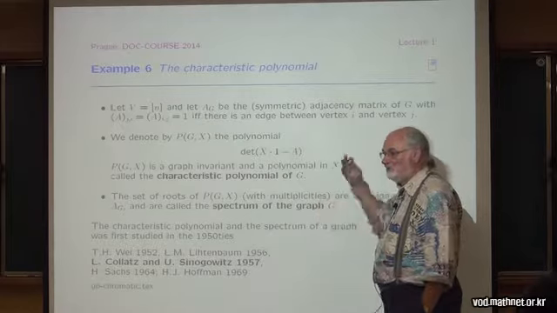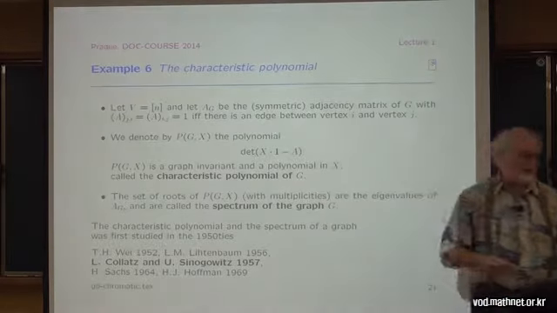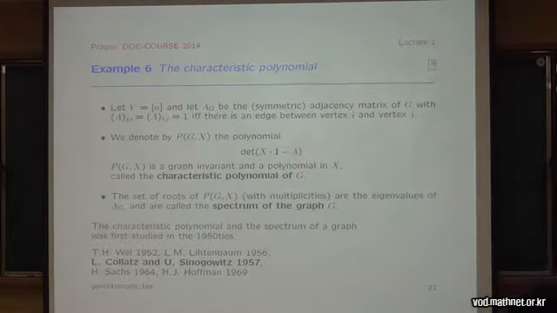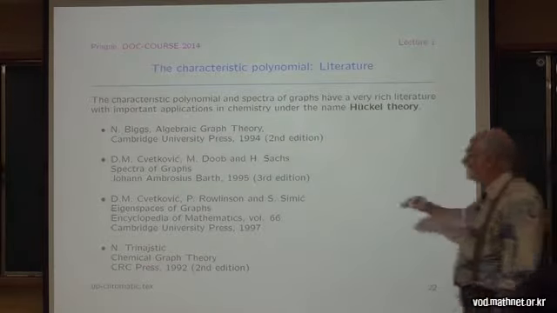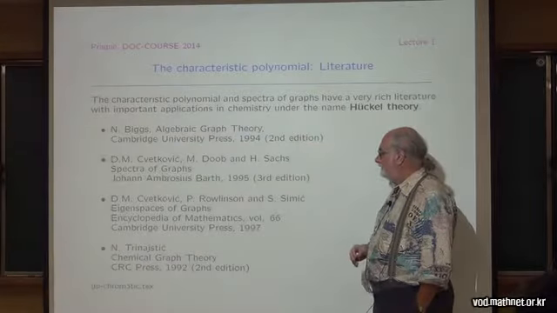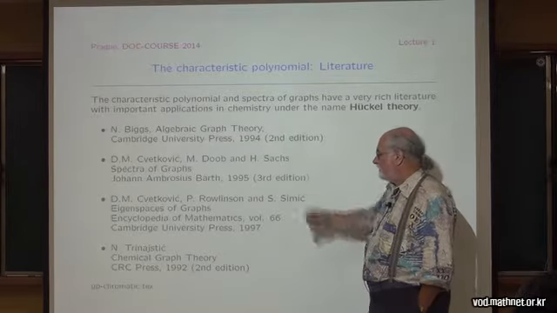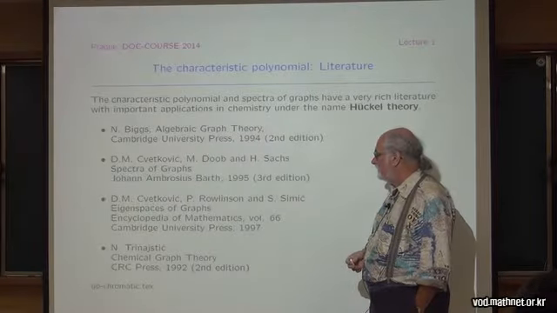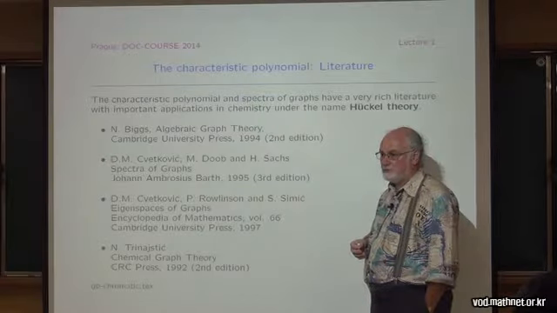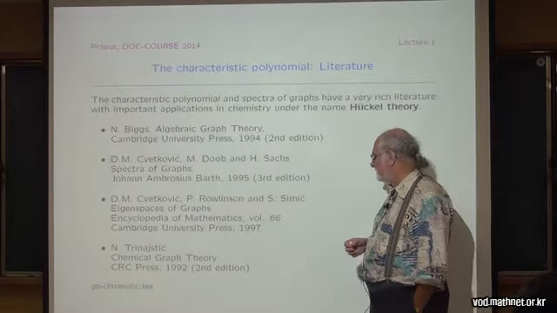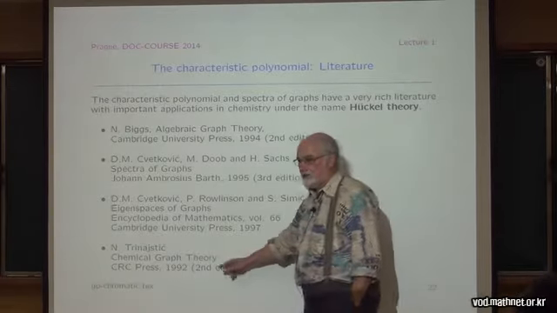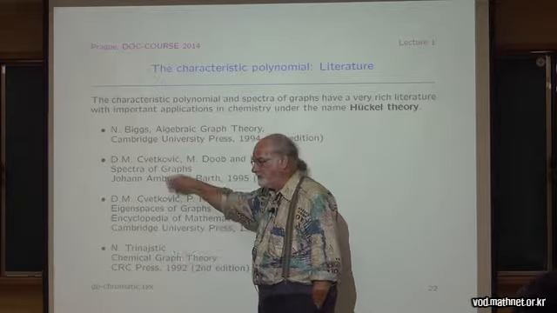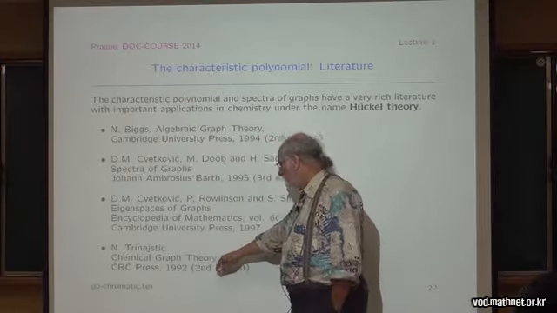And the theory behind this is called spectral graph theory. And again, you have books of 300-400 pages telling you everything you wanted to know or didn't want to know or didn't dare to ask about the characteristic polynomial. So here is some literature, again, the book by Biggs. Then there is the book by Sachs and his collaborators, Cvetković, Doob, and Sachs. And actually, the Yugoslav school became very important in this case. So there is Cvetković, Rowlinson, and Simić, a modern book. And this is an amazing book by Trinajstić. He was also in Sarajevo, I think. It's called Chemical Graph Theory.